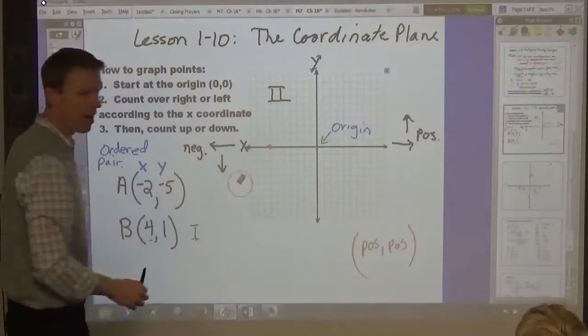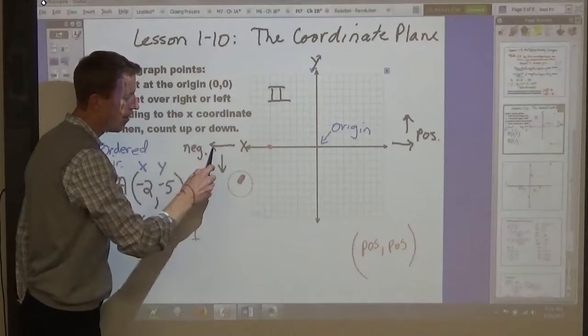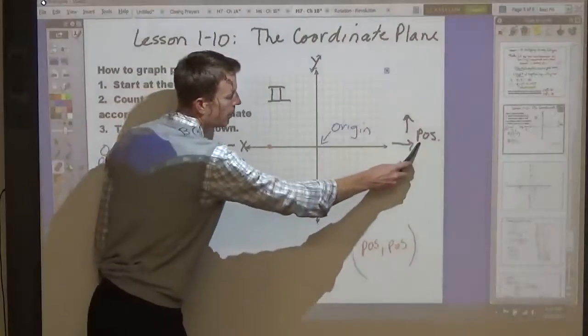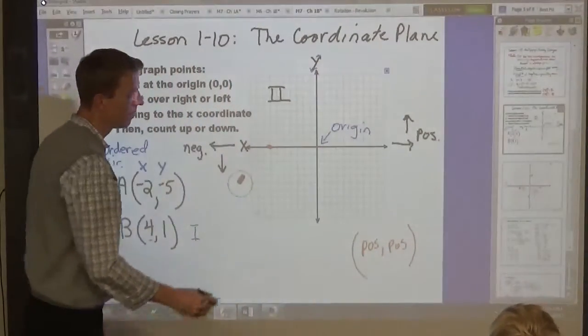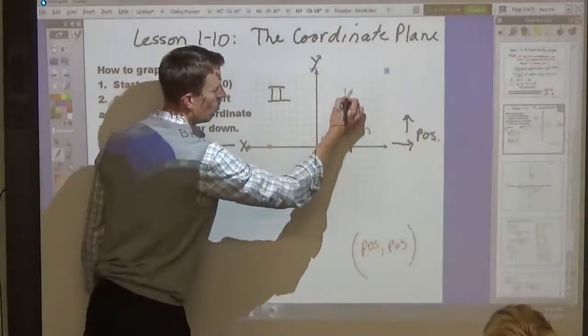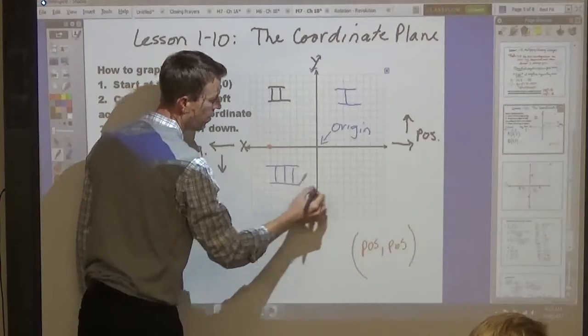Then also draw on your notes that left is negative and down is negative. Right is positive and up is positive. And then put the quadrant numbers in. I, II, III, IV.